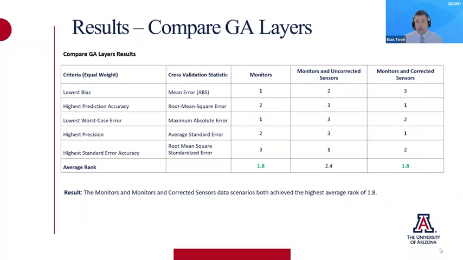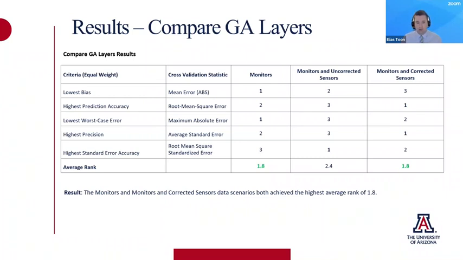For the comparison of the geostatistical layers tool, as I mentioned, there were 5 different criteria that were evaluated, and each of these were given an equal weight, so a weight of 1. And you can see in the second column the cross-validation statistic that was evaluated. So things such as mean error, root mean square error, maximum absolute error, average standard error, and root mean square standardized error. And the number you're seeing next to it is its rank based off of those. So you'll see they each achieved various ranks for different criteria.